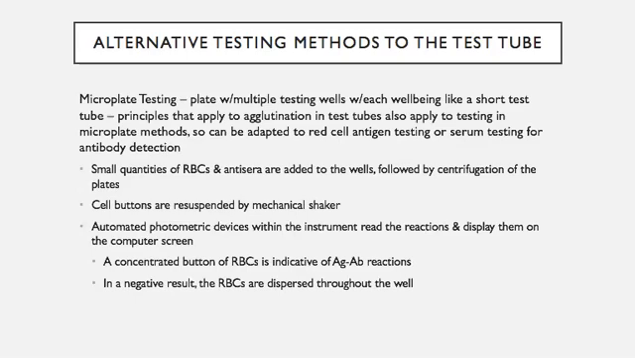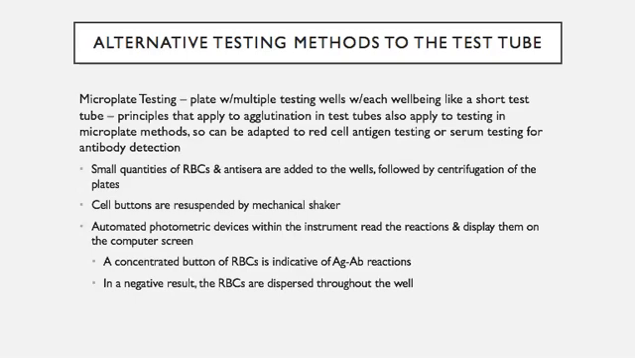Okay, some alternative testing methods to the tube test. Microplate testing. So you've got a plate with multiple testing wells. Each one of those wells is similar to a short test tube. So the same principles that apply to agglutination in the test tubes also apply to the testing in these microplates. It can be adapted to red cell antigen testing or serum testing for antibody detection.